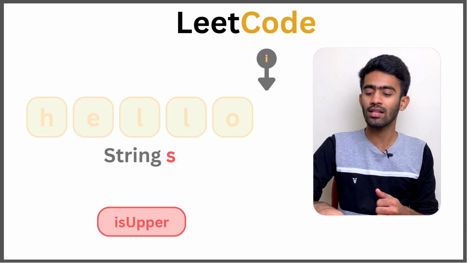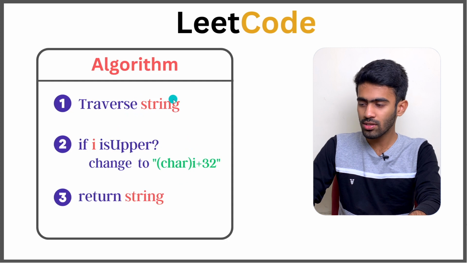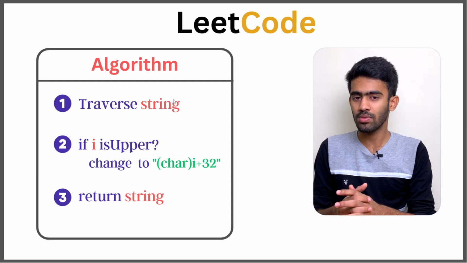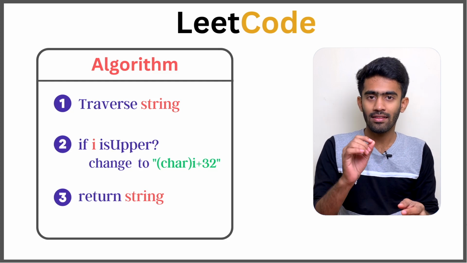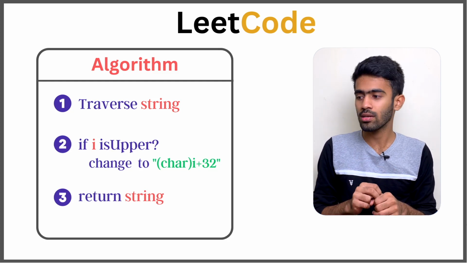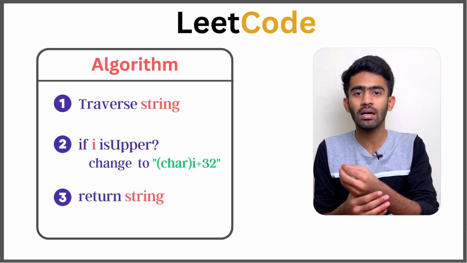So let's move to the algorithm. Here we have the steps. Traverse the string is the first step, traversing the string character by character. And then we come to the second point, which is to check whether the given character is uppercase or not.